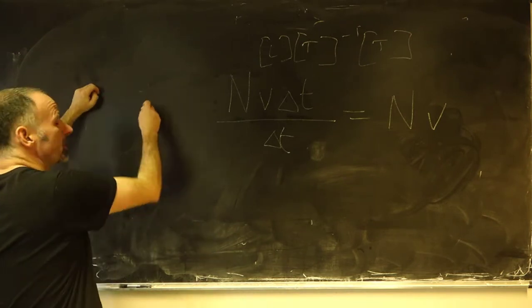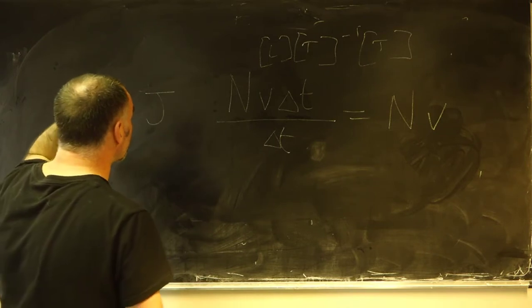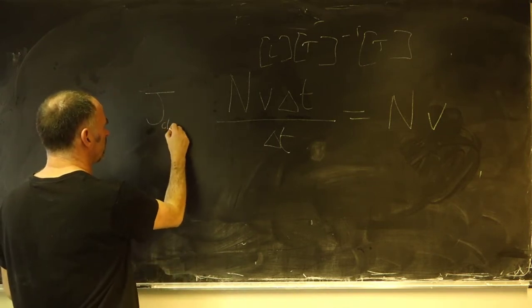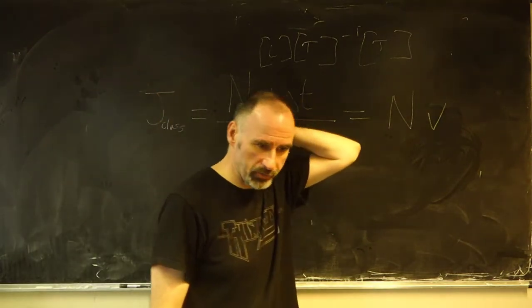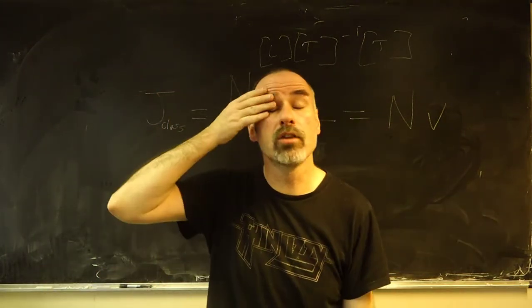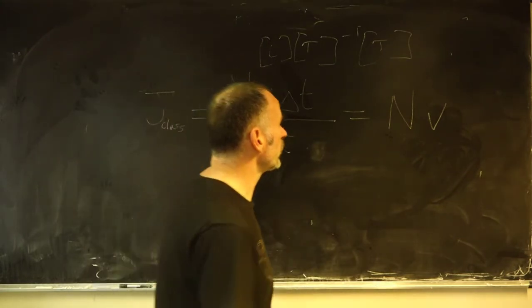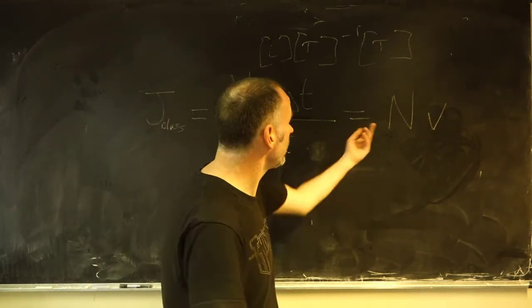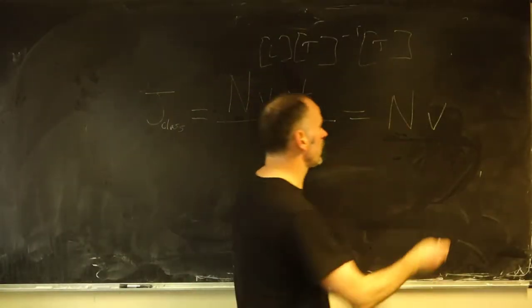We conventionally use J for flux. So J classical is equal to n v, this very simple expression. And if we have a flow of current of electrons, each with charge e, then our electrical current would be n v e. So we just have this times our charge.